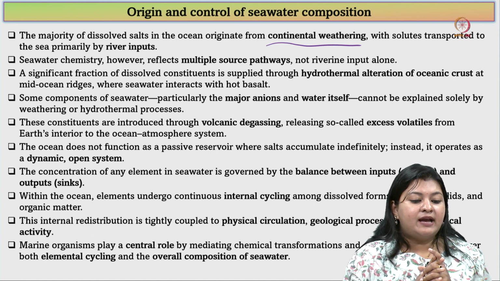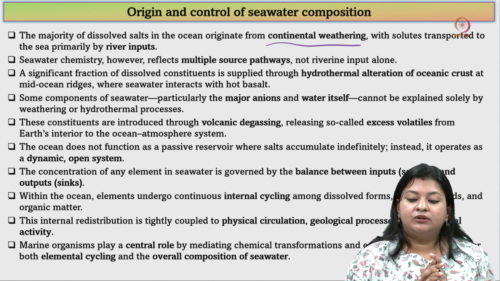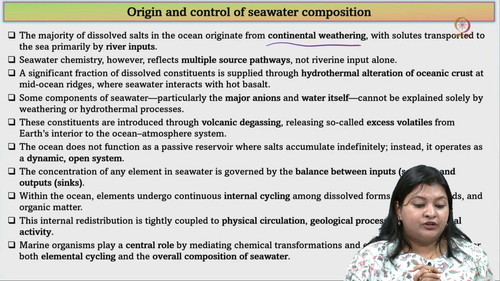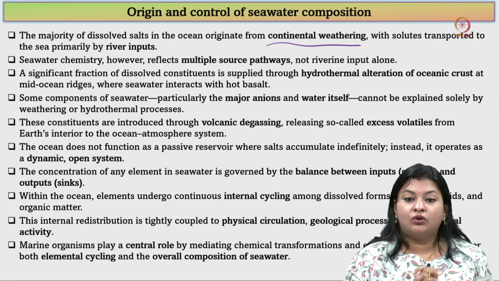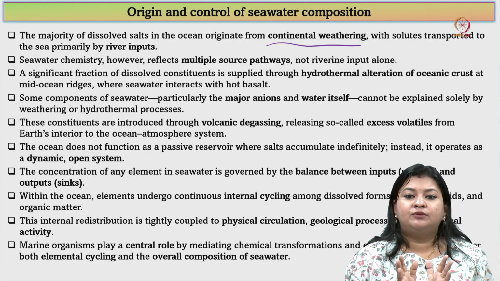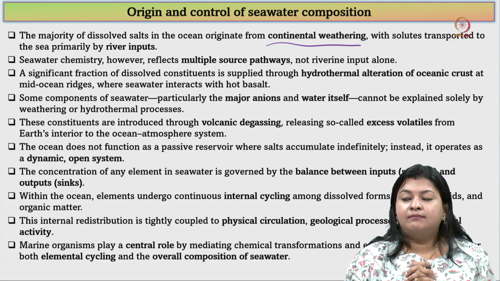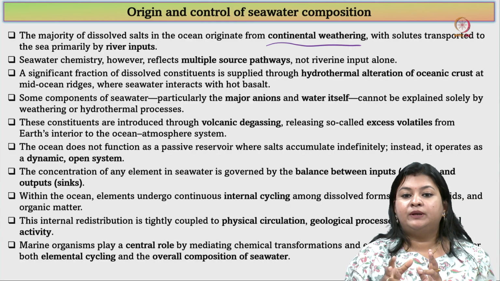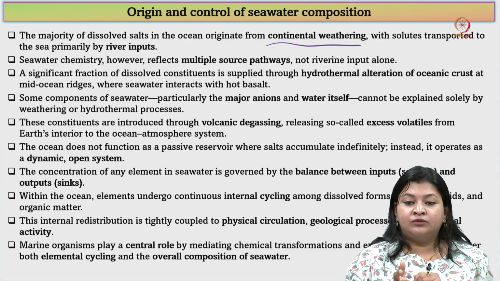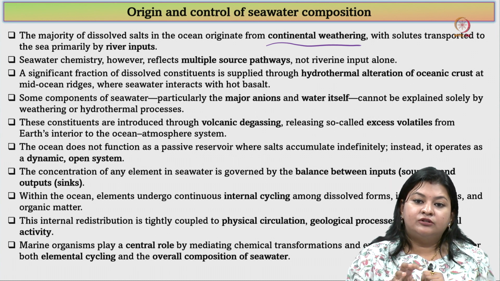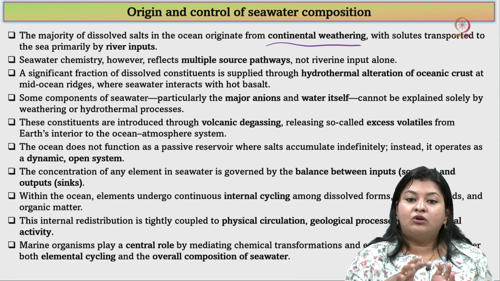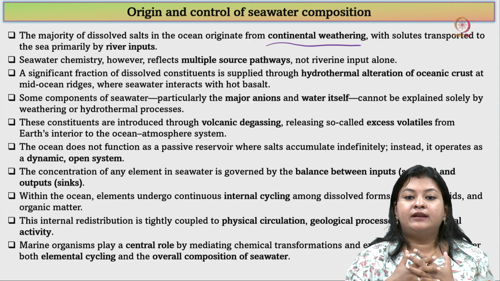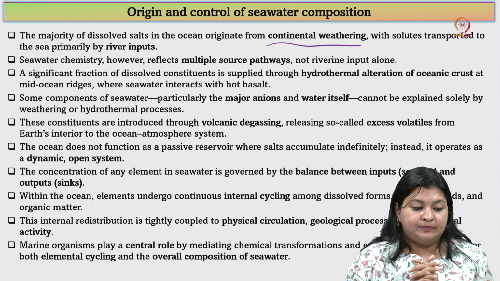Okay. A significant fraction of the dissolved continents is supplied through the hydrothermal alteration of the oceanic crust at the mid-oceanic ridges, where the seawater interacts with hot basalt. That kind of interaction makes those areas very rich in particular minerals, and the metals are sometimes so high in those minerals that they can actually be mined. So, when we look into economic applications, people try to find places where a lot of hydrothermal alteration is going on, a lot of vents are there, and what kind of minerals are there. So, that is extremely contributing to the ocean chemistry.